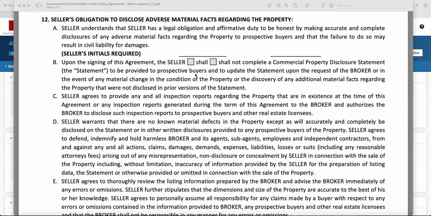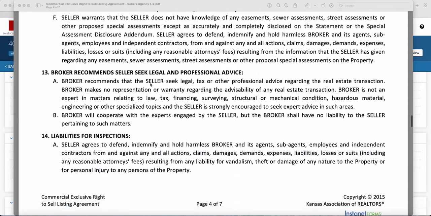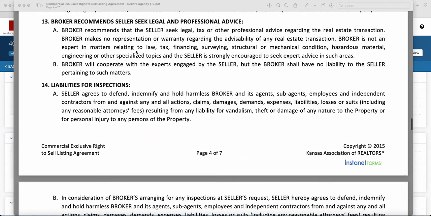So this is really making sure the sellers know that, hey, we're going to give you honest information. We're going to fill out a disclosure on the property. And that's one of the other forms that's in the MLS. Scrolling on down, broker recommends seller to seek legal professional advice.